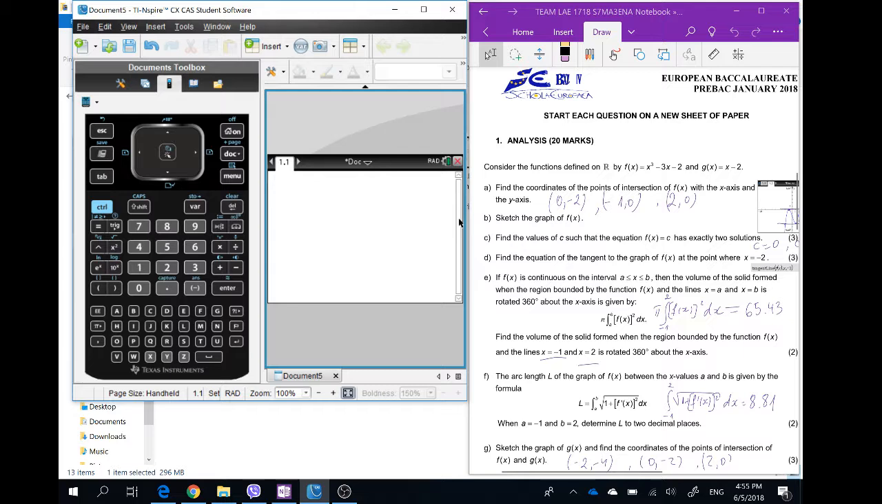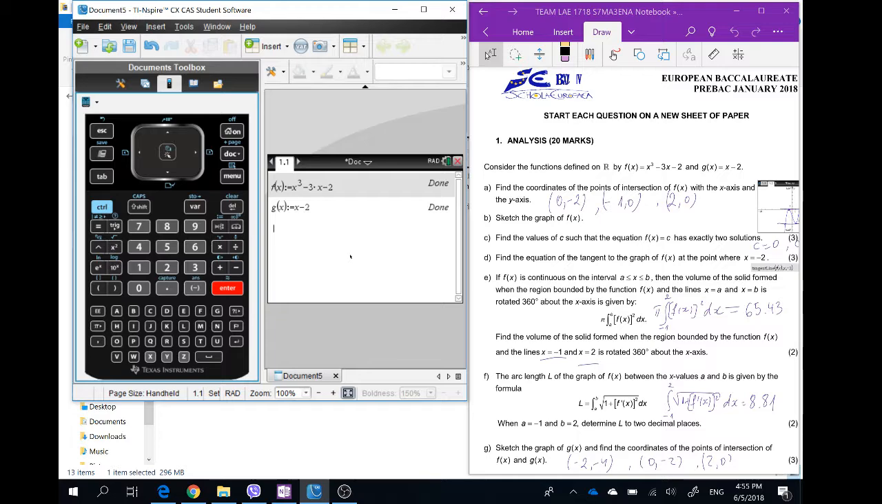Consider the functions defined. Let's first define the functions. F of x. Do not forget to click here, not the equal sign, but this sign. F of x is x to the power of 3 minus 3x minus 2. This is f of x. Let's define g of x. Again, this function, control and this sign. G of x is equal to x minus 2. We already have these two functions.